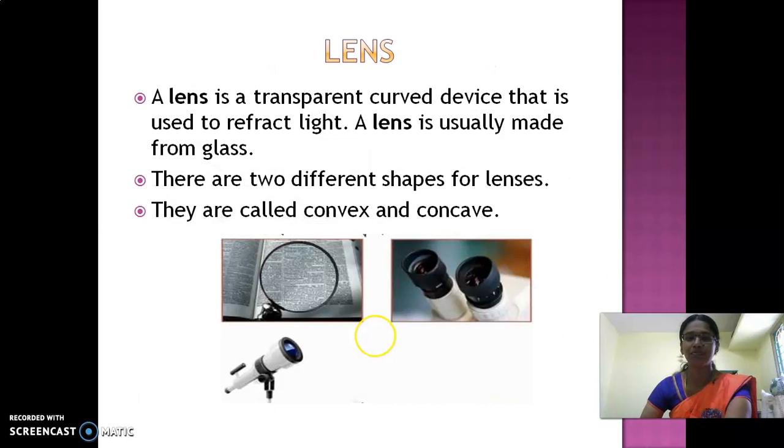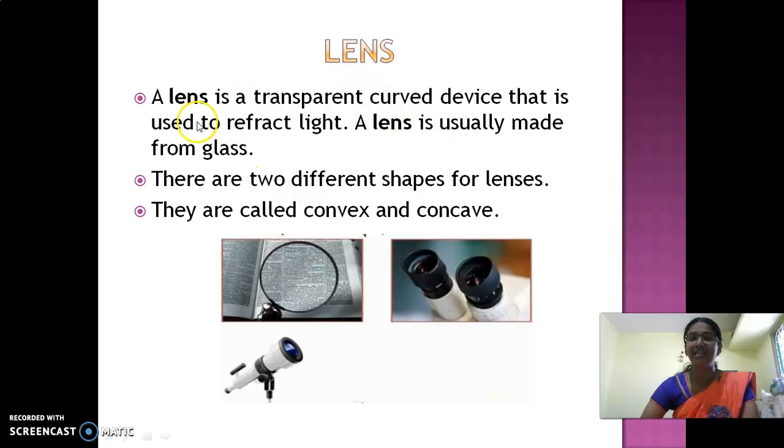Today we are going to discuss a new topic, that is lens. What do you mean by lens? Both lens and mirror are not the same, they are different. First I will tell you what is meant by lens. Then we will discuss the difference between the lens and mirror.